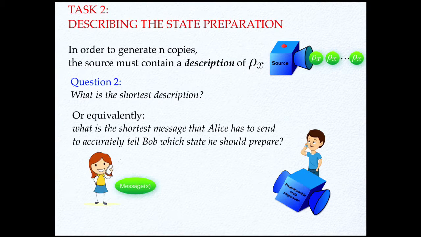In a more cartoonish version, we can imagine a similar situation where there are two parties, Alice and Bob. Alice wants Bob to prepare a state for her, and she wants to communicate to him which state she wants. So she would prepare a message, generally a quantum message, to tell Bob which state he should produce. Bob would have a programmable state preparation machine that will produce approximate copies of the state that Alice wanted. And again, the question is, what is the shortest message that Alice should send in order to describe the preparation for Bob?